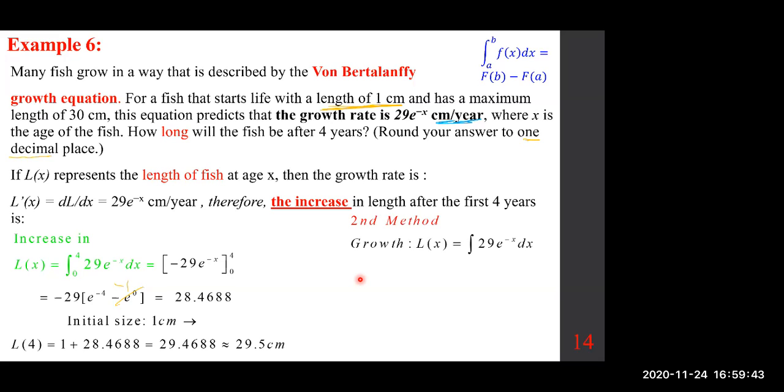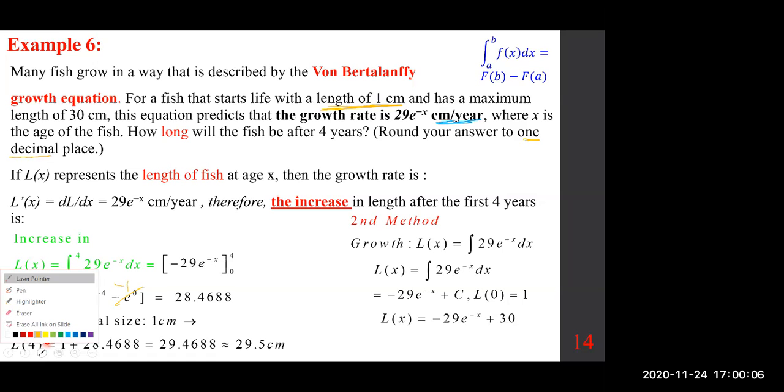The growth rate, okay, the amount of growth is the integral of that, and that gives you minus 29 e to the power minus x plus a constant, where L of 0 is 1, and now we can find the constant, and the constant becomes 30. Quickly, let me just show you why. Class, L of 0, so negative 29 e to the power minus 0, or 0, plus a constant is 1. I hope you see e to the power of 0 is 1, therefore c becomes 30.